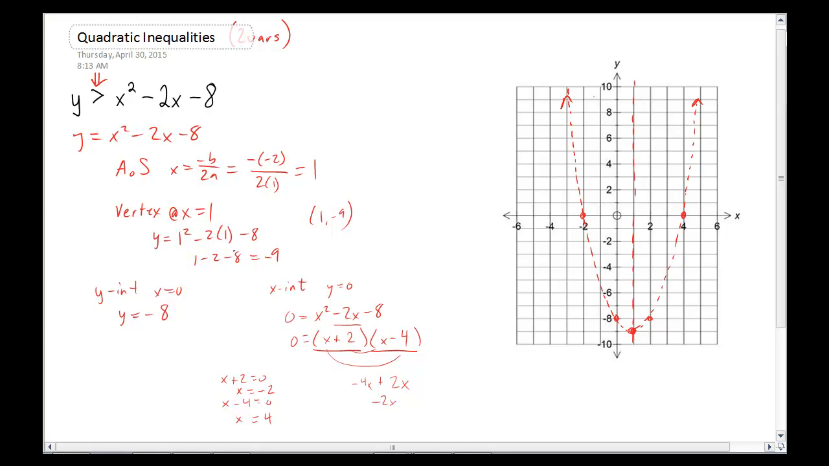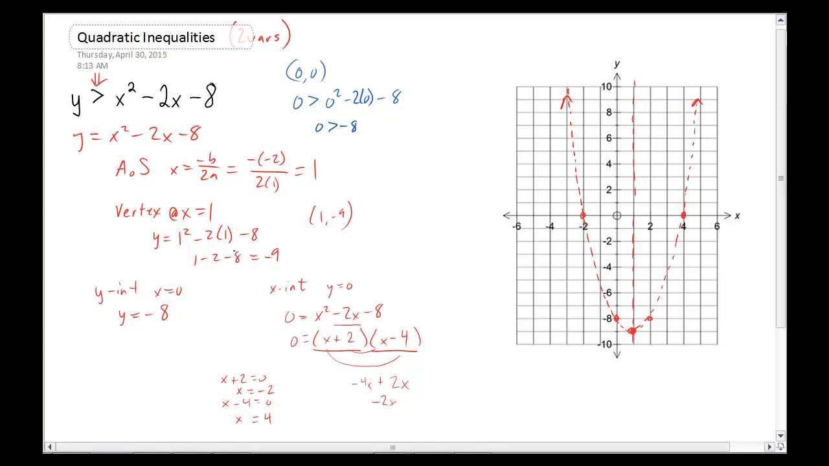However, now I need to show that y is greater than such and such. And so what I'm going to do is the same thing I did with linears, which is I'm going to test a point. So my favorite point to test is 0, 0, because that's really easy. So I'm going to put in 0, 0, which means I'm going to have 0 is greater than 0 squared minus 2 times 0 minus 8, which means 0 is greater than negative 8.